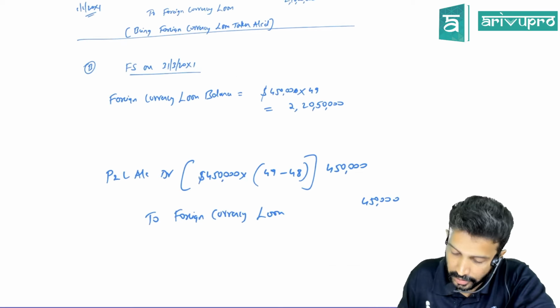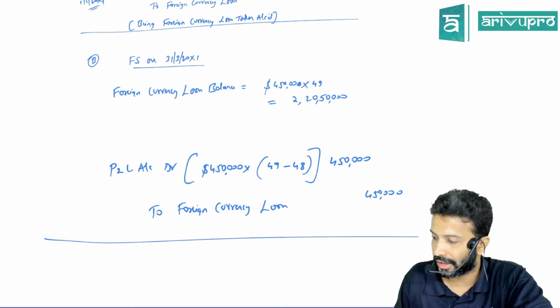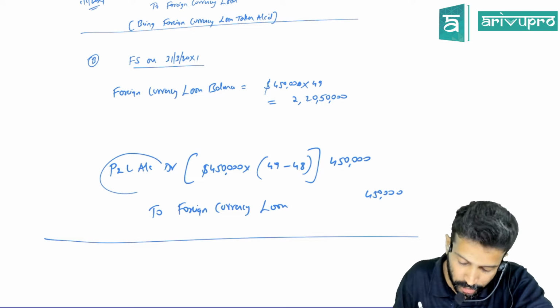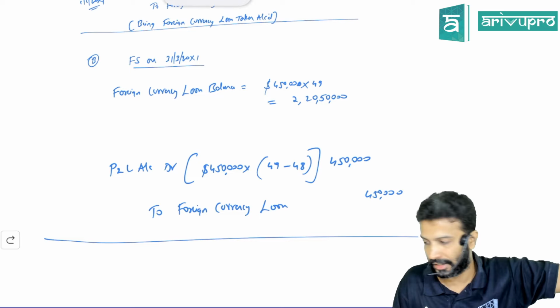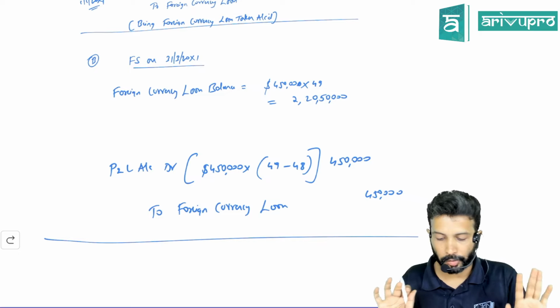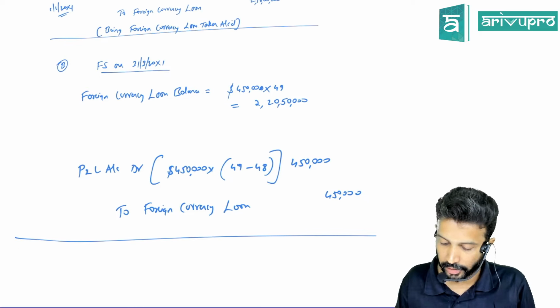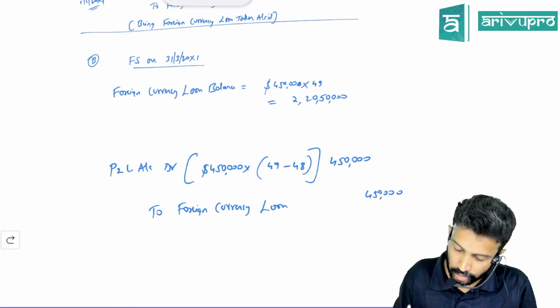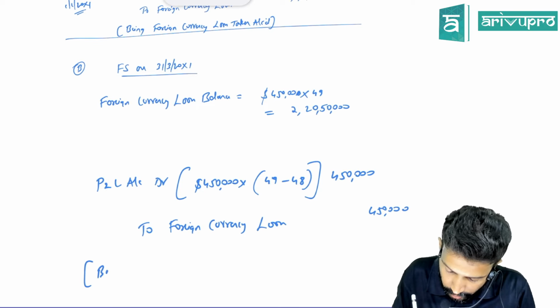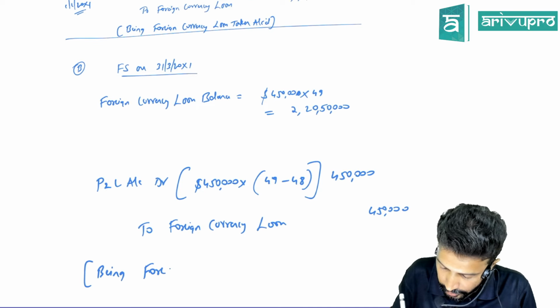4,50,000. Sir, there is another treatment for this item. I'm ignoring that since I've not explained that concept. Directly I'm using P&L. There is another treatment also. I will discuss that. Okay. So for now, write whatever I'm writing. That's good enough. So again, the narration will be: being forex gain or forex loss.